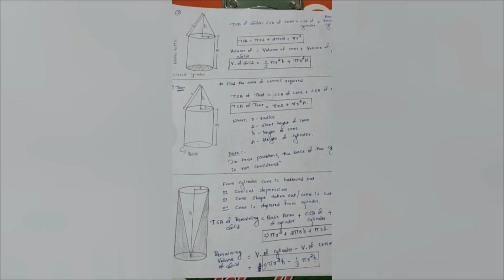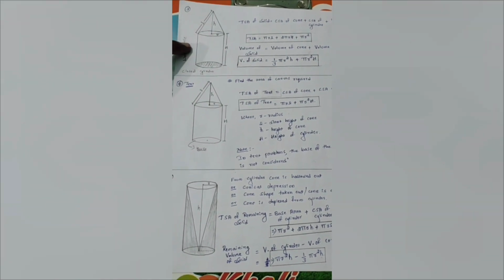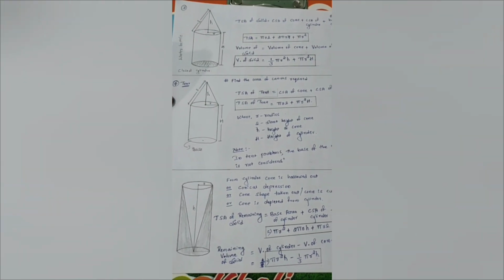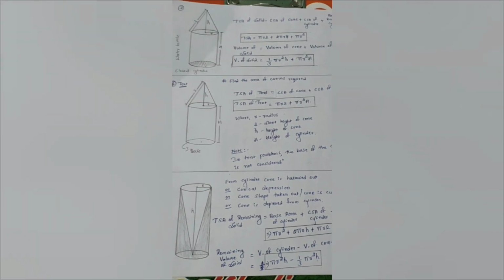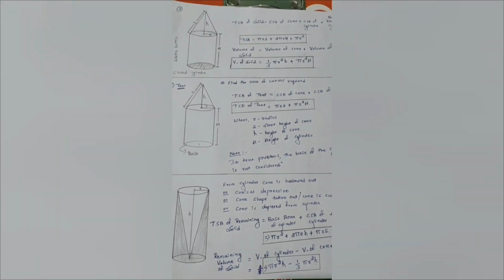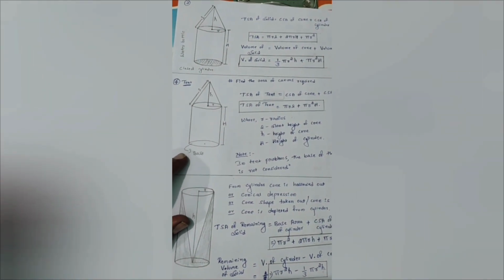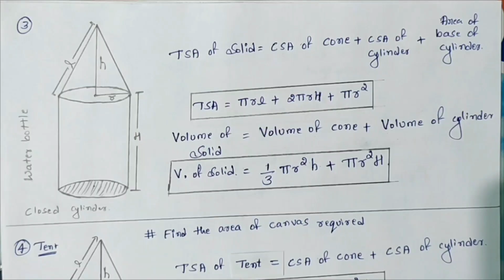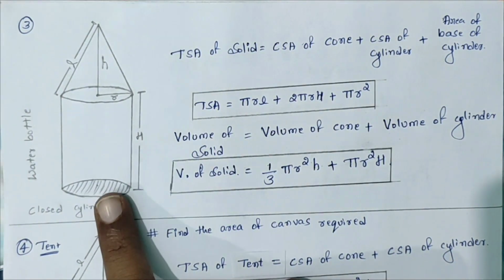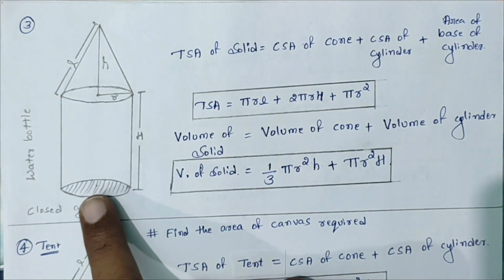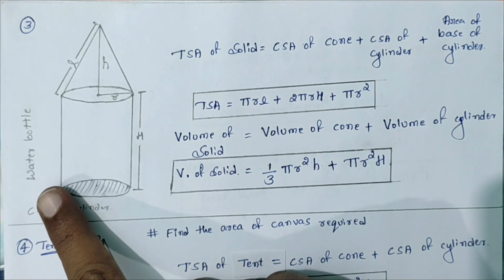Students, you can notice here both the diagrams, third one and fourth one, the maximum is the same. The only difference between these two diagrams is that in the third diagram the base is considered, but when it comes to the fourth diagram we are not considering the base. Let us take this third diagram, which is one example of a water bottle.